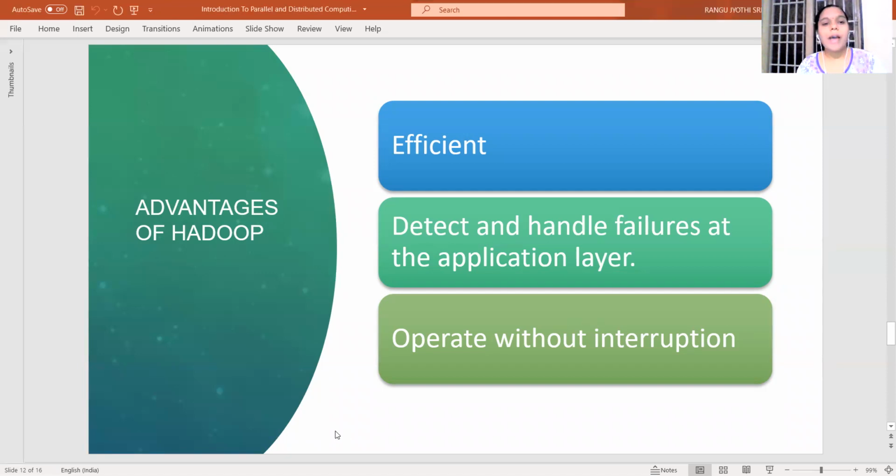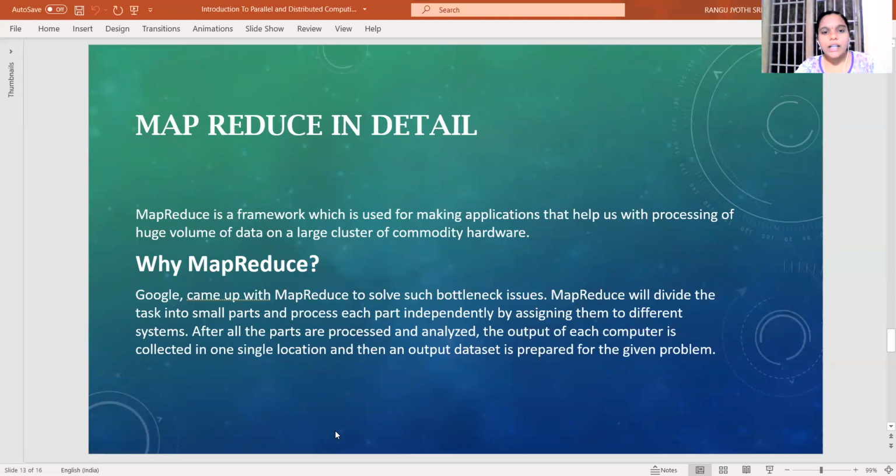Now let us understand MapReduce in detail. As I said earlier, MapReduce is a part of the Hadoop architecture. MapReduce is a framework used for making applications that help to handle huge data sets. How MapReduce actually works is it will divide the task into smaller parts and process each part independently by assigning them to different systems.